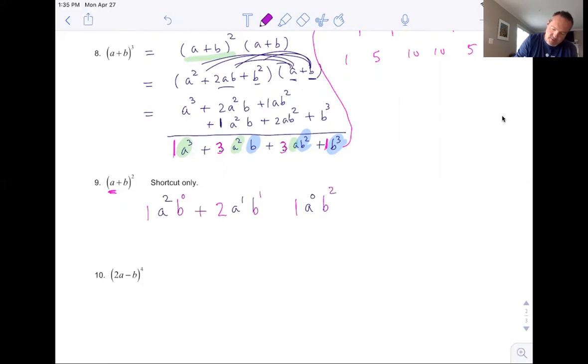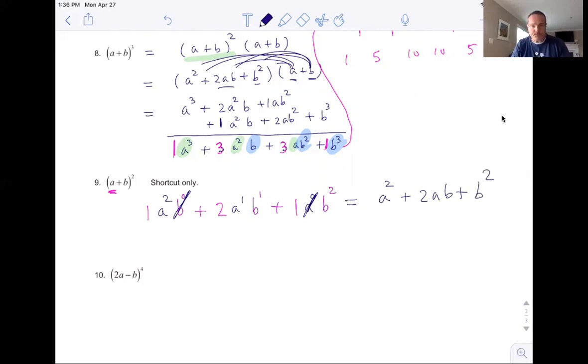We throw in pluses between these. And that's really the binomial theorem. Of course, 0 powers don't count, they equal 1. So what are you going to get? You're going to get 1a squared plus 2ab plus b to the second.